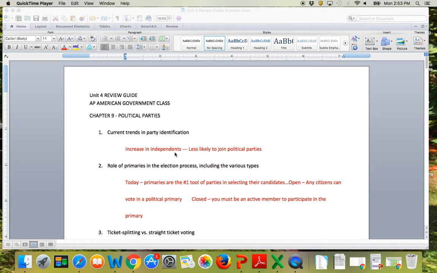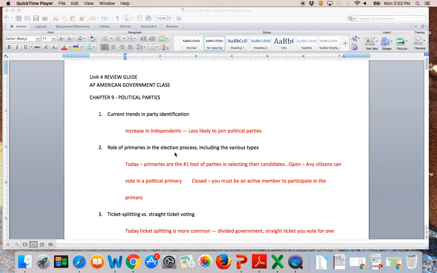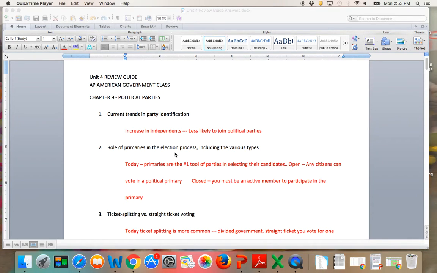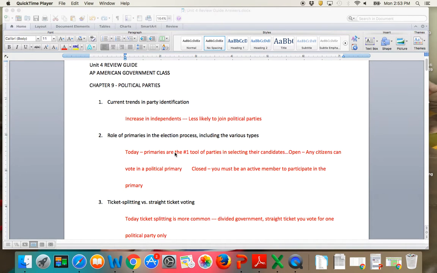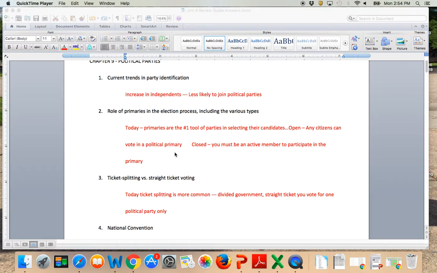All right, here's Unit 4, Political Parties, Campaigns, Interest Groups, Media, Review Guide. First, to start off, talking about trends in voting and party identification. A lot more people are identifying as independents, less likely to join those political parties, especially during the primary season. During the primary season, the election process, it's the number one way for parties to select their candidates.